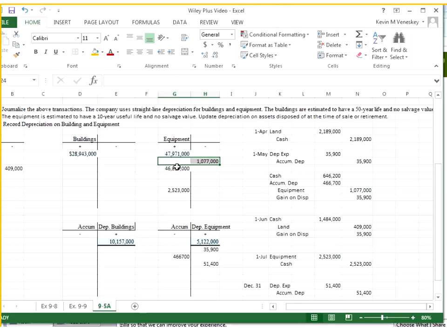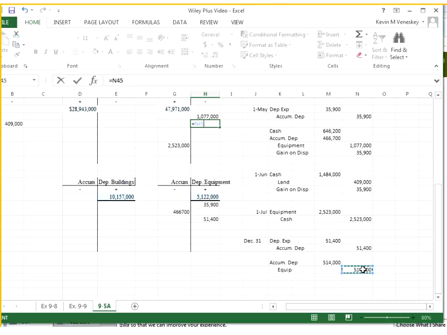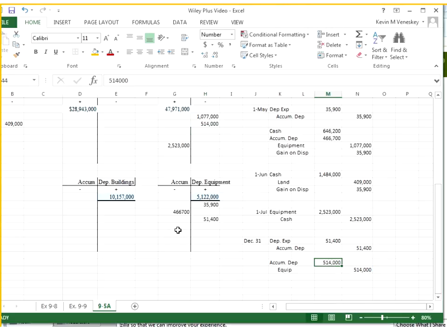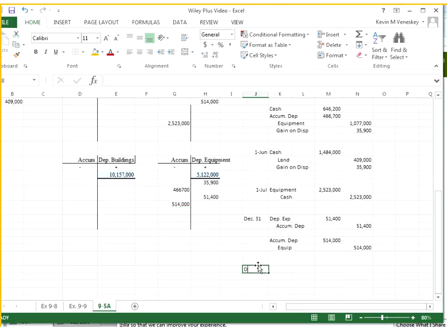So up here, I can take away this line for a minute, because that's not where I want to have the border. I want to have the border one more down. Here, my T account needs to show that I lost equipment of $514,000. Here, I need to show that my accumulated depreciation has been adjusted.